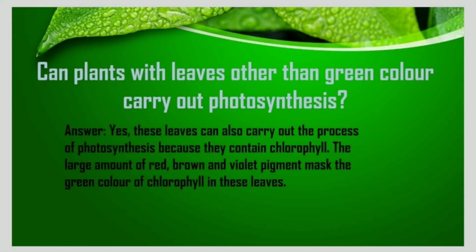Can plants with leaves other than green color carry out photosynthesis? Yes, these leaves can also carry out the process of photosynthesis because they contain chlorophyll. The large amount of red, brown and violet pigment mask the green color of chlorophyll in these leaves.